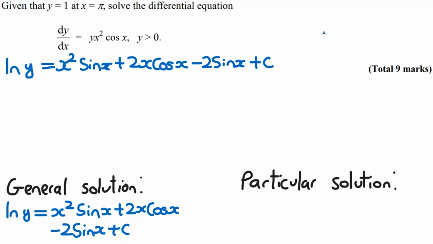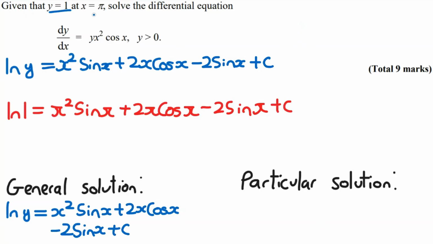And in this case, we can find the particular solution because we're told this point here that y is equal to 1 at x is equal to pi. What we can do is we can sub in these y and x values and then rearrange to find c and then plug this in to get the particular solution. Okay, so let's do that. So we're going to sub in y is equal to 1 and x is equal to pi into this equation here, like this, and we can do some simplifying here.